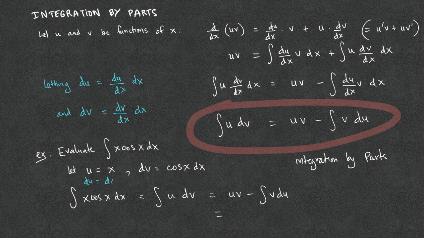But if u is x, then du is dx, and if dv is cosine of x dx, then v is sine of x. The answer is uv, which is x times sine x, minus the integral of v du, which is the integral of sine of x dx. So x sine of x minus the antiderivative of sine of x, which is negative cosine of x, plus c. How do we know that this is the answer? If we take the derivative of x sine of x plus cosine of x plus c with respect to x, we will end up with x cosine of x.